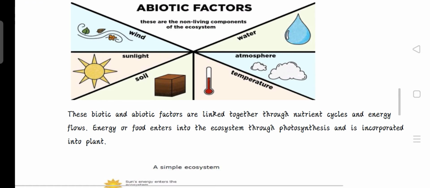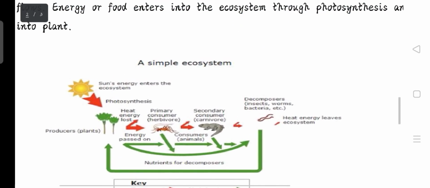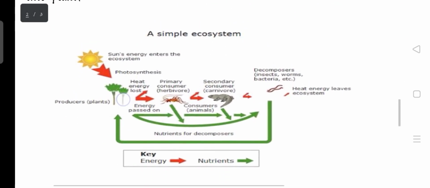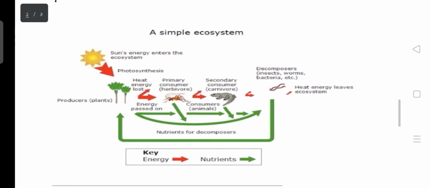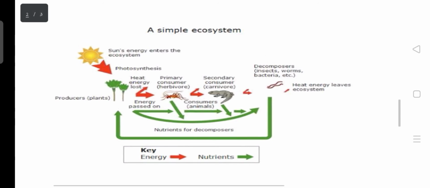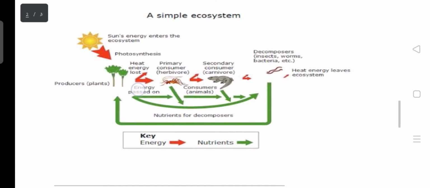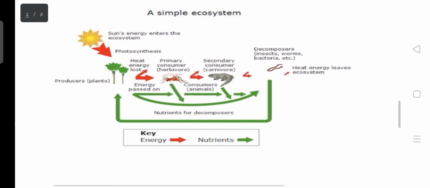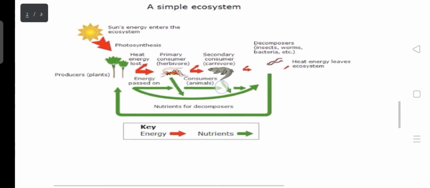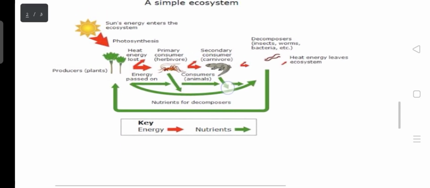Energy of food enters into the ecosystem through photosynthesis and is incorporated into plants. Just like we explained, when you look at this picture, you can see that this is a plant and it traps energy from the sunlight through a process called photosynthesis. The primary consumer, which is the herbivore, feeds on the plant. You can see the energy that flows from the plant to the primary consumer. That's the energy flow. Then the secondary consumer feeds on the primary consumer. You can see the energy flow from the primary consumer to the secondary consumer.